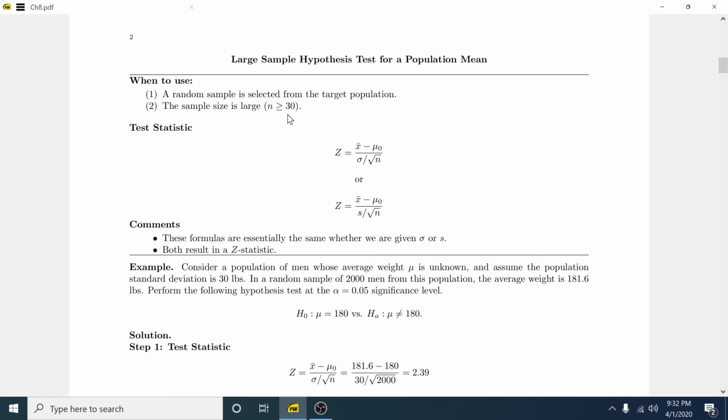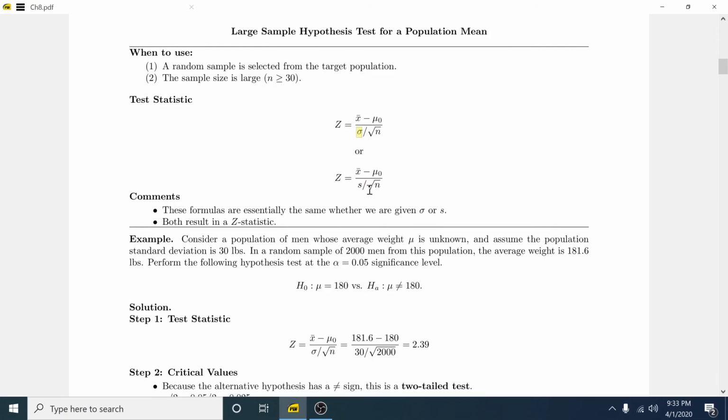And that's really what we're talking about in this study guide. So when we have a large sample size, our test statistic is going to be z equals x bar minus mu naught divided by sigma over the square root of n. Now this is if we know what sigma is, if we know what the population standard deviation is. If we don't know what the population standard deviation is, we're going to use the sample standard deviation s, but this is basically the same formula, and in both cases we do get a z statistic.